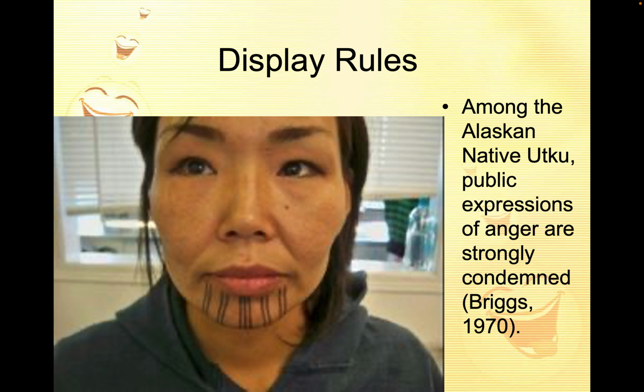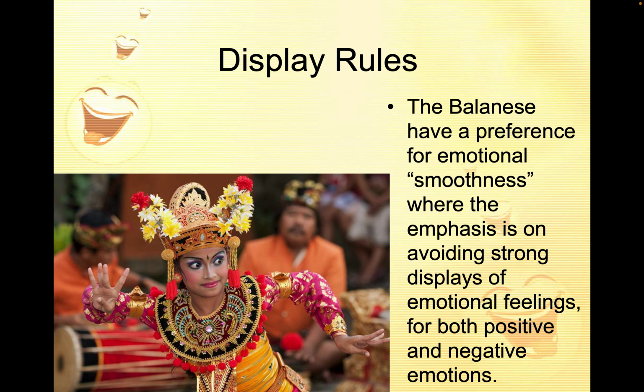Among the Alaska Native Utku, public expressions of anger are strongly condemned, and this is according to Briggs in 1970. This tattoo pattern is specific to the Utku people. They tattoo their chins, the women do. The Balinese have a preference for emotional smoothness, where the emphasis is on avoiding strong displays of emotional feelings for both positive and negative emotions.